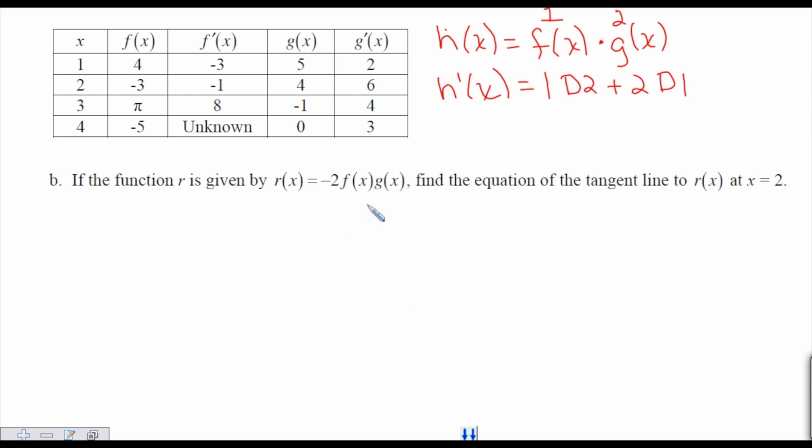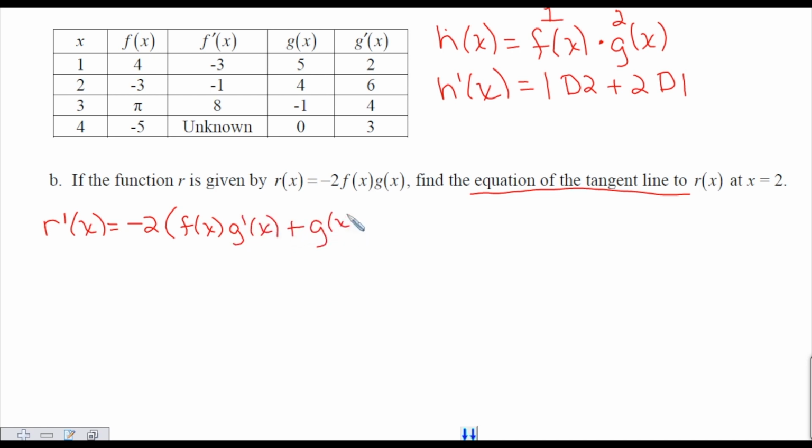So in this one, we're just going to have a -2 with that. In its equation, we're going to find the whole equation of the tangent line. Before we just had to find the derivative, and now we've got to find the equation of the tangent line. So let's find r prime of x first, and that's going to be -2 times 1d2 plus 2d1. And notice I just left that -2 out front. It's just easier to do that and just do the product of the two functions.